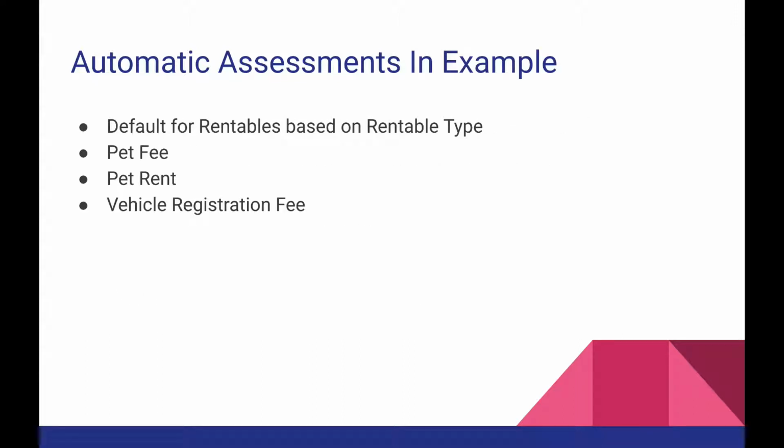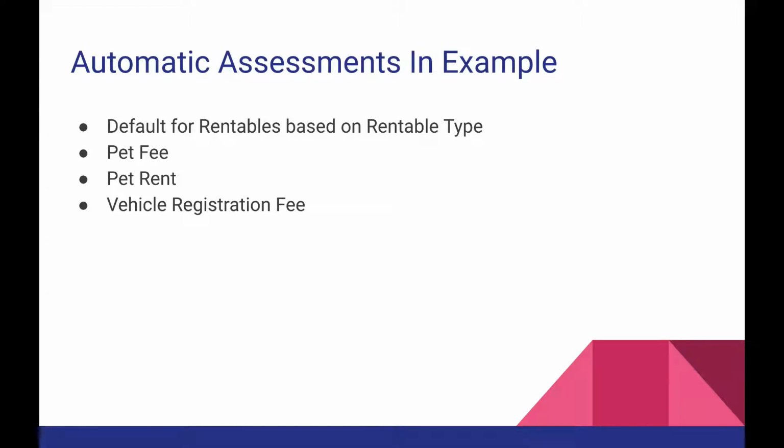Now in this example, what we'll see is a default rent assessment for every rentable based on its rentable type. There's also a one-time pet fee. There's a pet rent. And there is a one-time vehicle registration fee. Now your business may or may not have anything like this. I just set this up for demonstration purposes so that you can see what Roller is capable of.